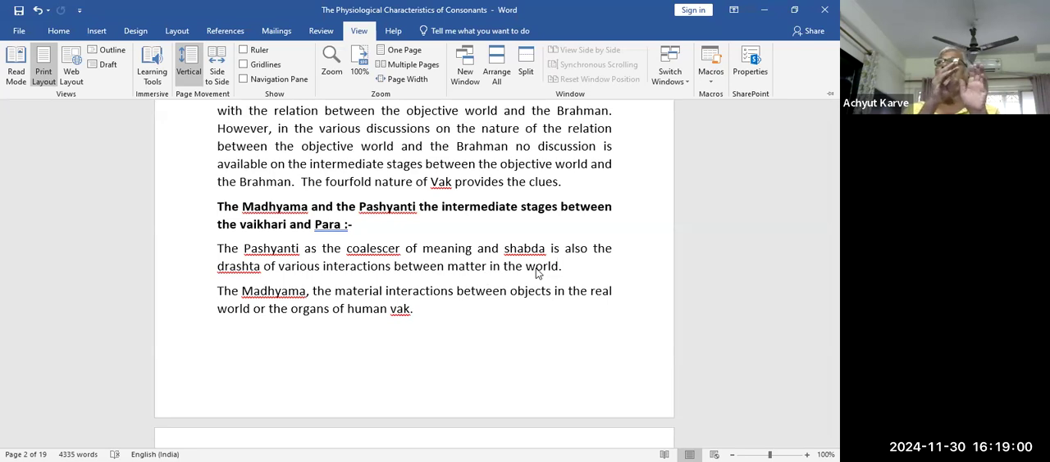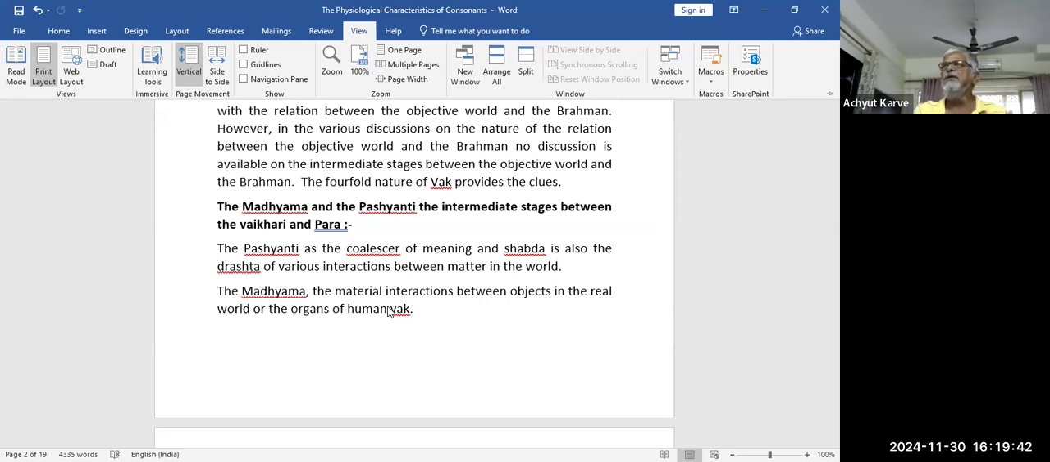In the drashta, he is only the overseer. But here, in the case of Vak, the Pashyanti has activity in it. It coalesces the meaning with the word. The Madhyama is the material interactions between objects in the real world, or the organs of human speech. So what is the objective world? It is nothing but the articulators that are there in the human voice organ. So we can draw a relationship between the four stages of Vak and the Brahman as related to the Jagat, because both the Jagat and the Brahman are objective.